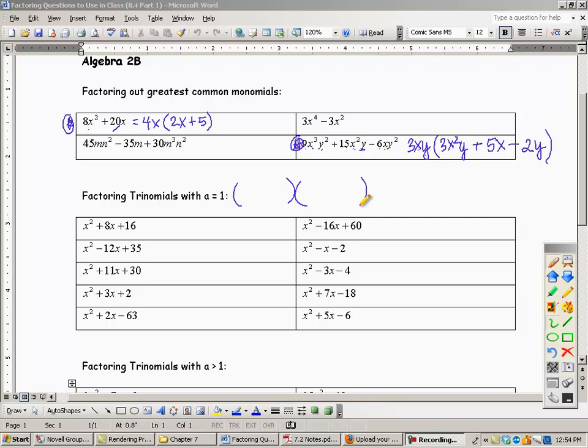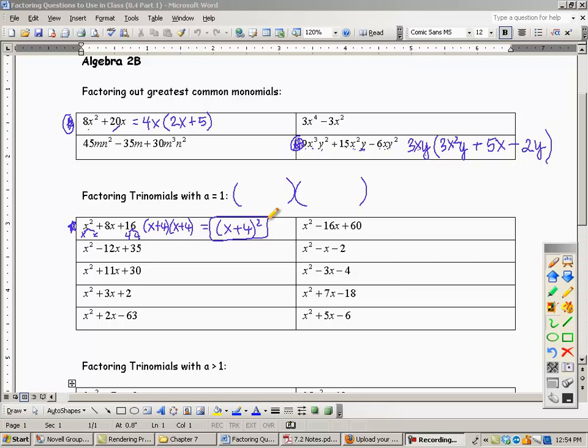I'm going to start with the first one though. And I'm going to look at x squared, we know, is x times x. The question is, how do you get 16? Well, you could do 8 times 2 or 4 times 4. And the reason I picked 4 and 4 is because that adds up to 8. So I know that I can get an x plus 4 and an x plus 4. But because they're the same, we want you to write this as x plus 4 squared. Okay.